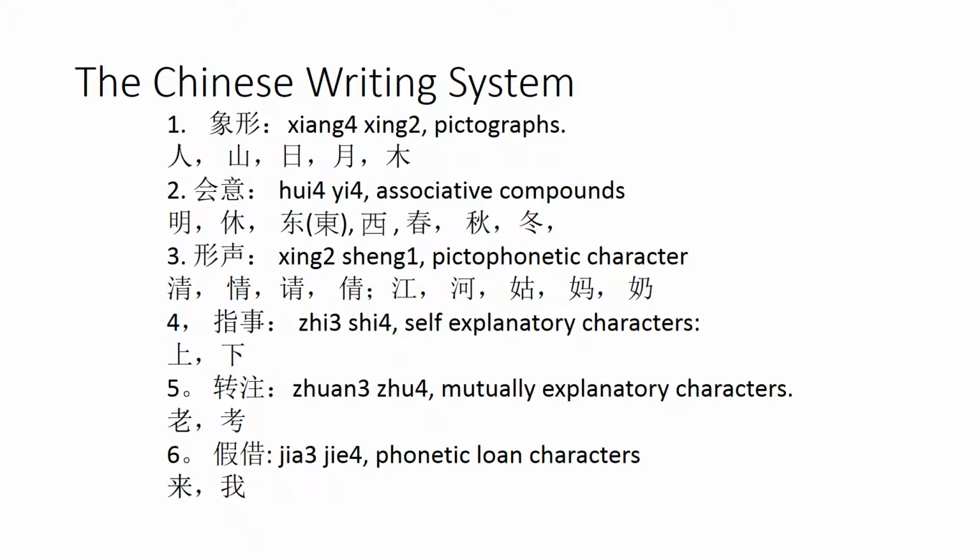Next character, Xi, it means west. You have the above part of a bird pictograph, and the lower part is a nest. The place where the birds fly back to during the sunset is the west, where the sun sets.